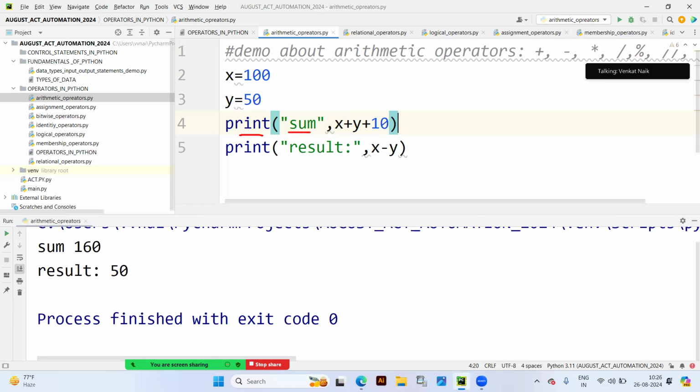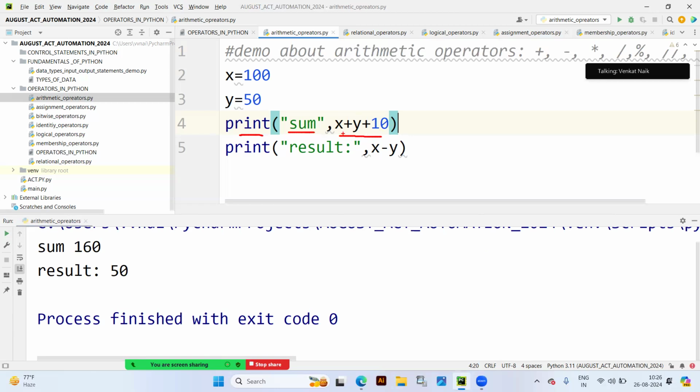And this sum is a user defined format string. Whatever you would like to declare, you can declare over here. It's your wish. I have written sum. You can write sum of the two numbers as a string. Then followed by a comma, we have to specify with what operands you want to perform an operation. That expression is supposed to be specified here.